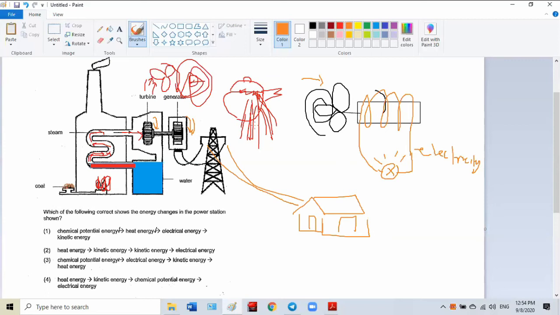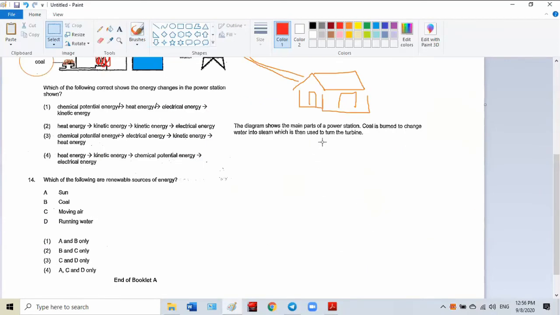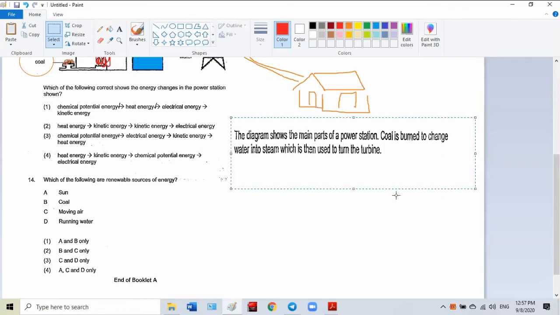Come on, did it start from heat energy? The main part of the power station, right? Coal is burned to change water into steam, right? It is used to turn the turbine. Finally, it turns the turbine. Kinetic energy is the energy that is moving energy. The turbine turns, which means it has that energy.